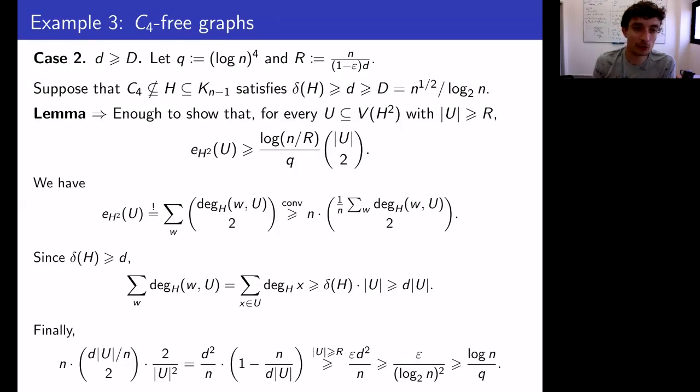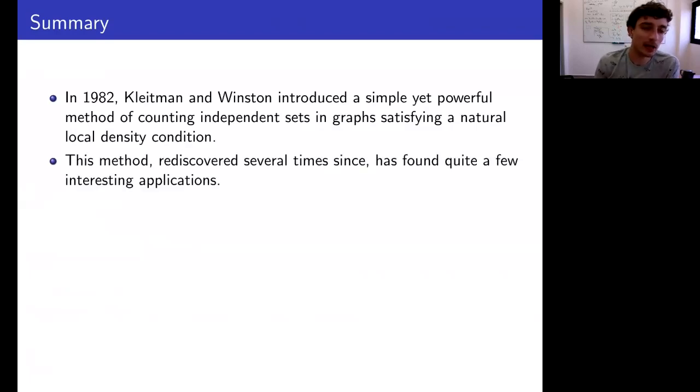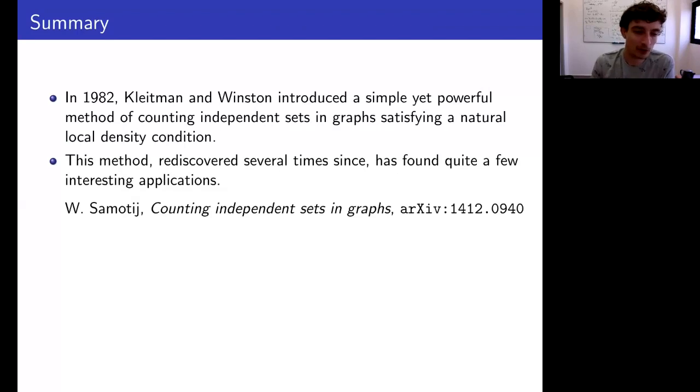So just to recap, in 1982, Kleitman and Winston introduced a simple but very powerful method of counting independent sets in graphs. This is the lemma and the proof presented here. And this method has been rediscovered several times since, and it has found quite a few interesting applications in a range of problems. So if this topic interests you, then several years ago, I wrote a survey about the method, which is available on the arXiv.